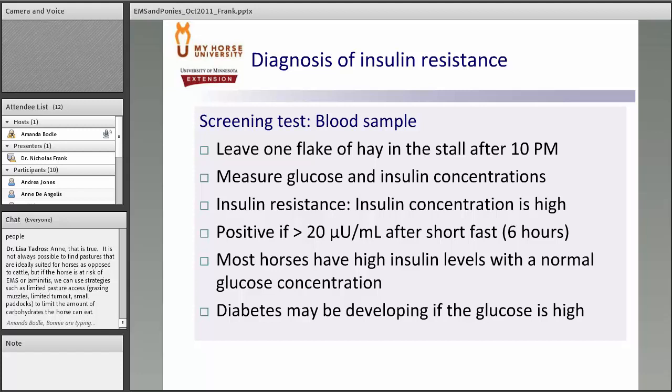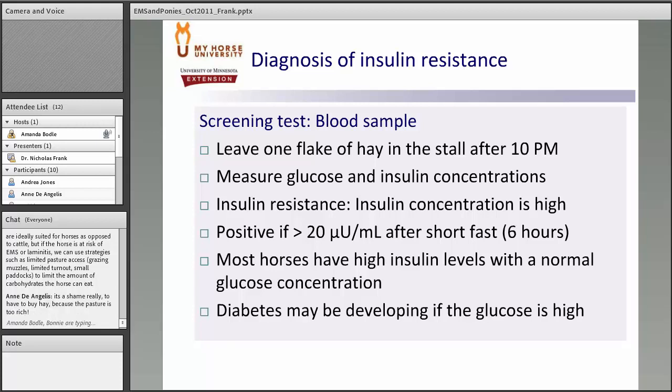We also check the glucose concentration. If the glucose concentration is very high, that would be incredibly important for us to know, because that would potentially signal that the animal has now gone into diabetes, which is rare in horses and ponies, but we obviously have to check the glucose concentration at the same time to make sure that we appreciate this.